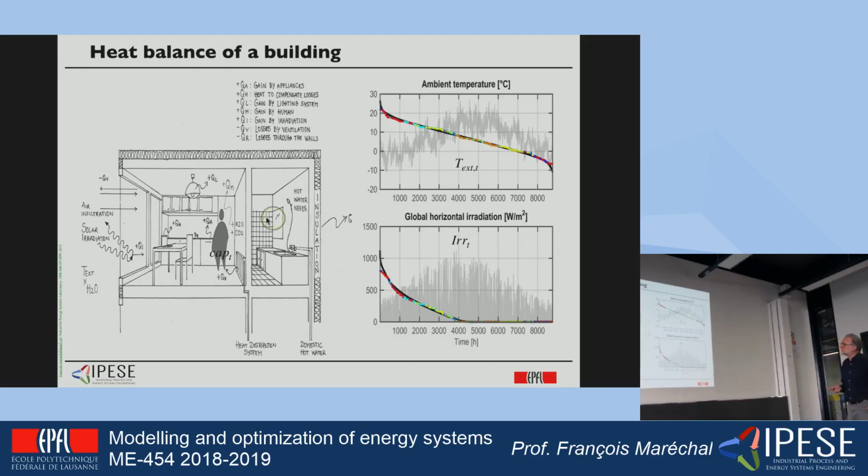So on the one hand, we are going to write the energy balance of the building, which depends on the external temperature. We know, and we can see here, that there are variations of the external temperature. So you can see here two curves.